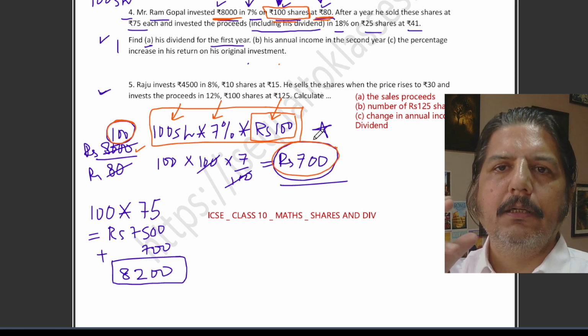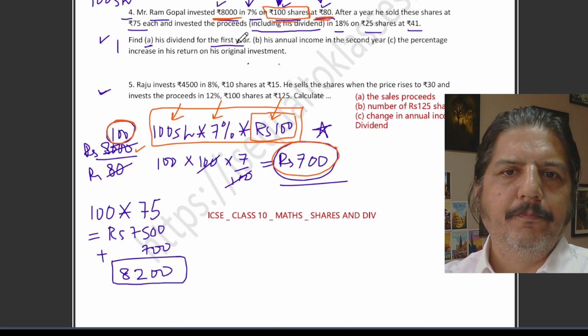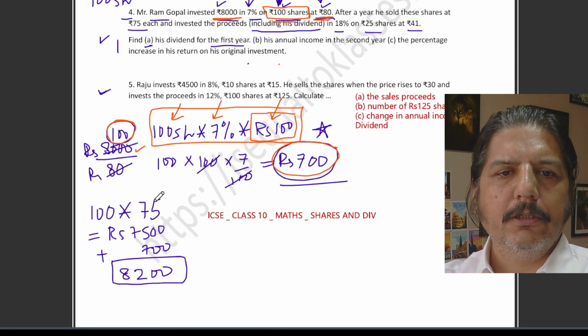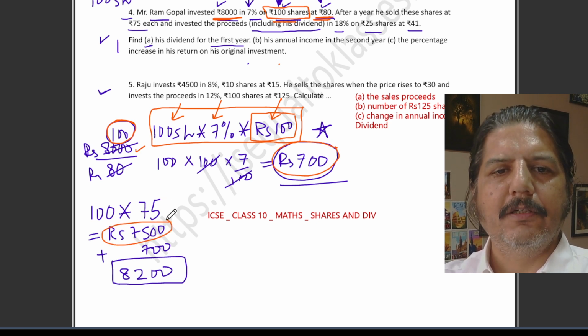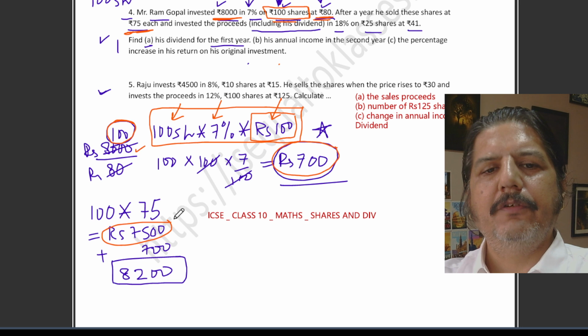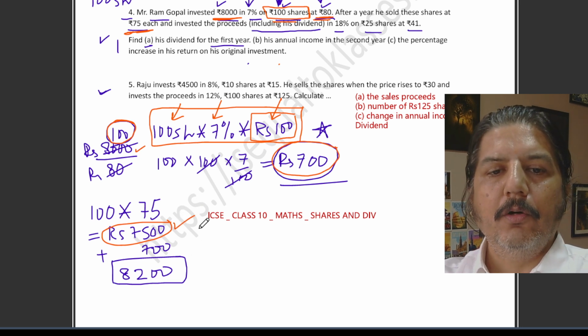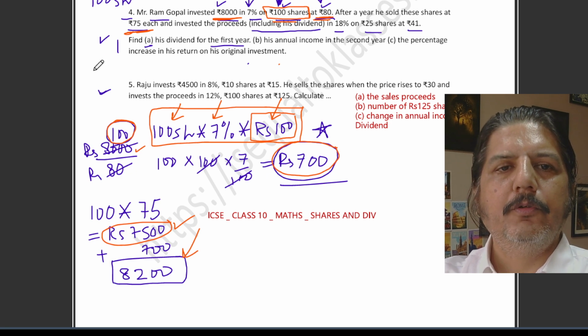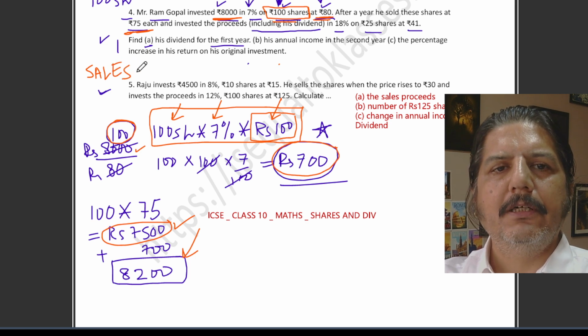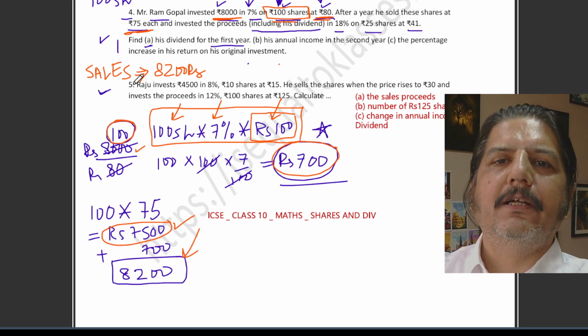Now in 1 year, he sold the share. When he sold the share, he got 7,500 rupees. How did he get 7,500 rupees? 100 shares were there, 75 each he sold, so 7,500. Plus there was a dividend also that he had got. So now his sales proceeds, I hope you are clear till here. His total sales proceeds, the amount that he has received after the sales, is 8,200 rupees. I hope it is clear till here.